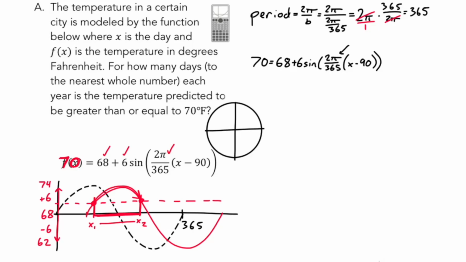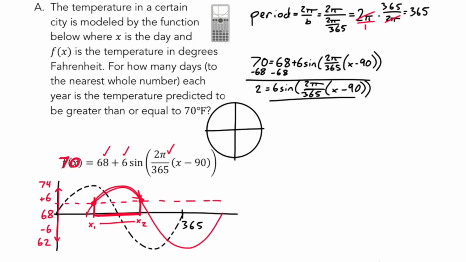I mean, there's a big fraction here, we've got sine, we've got a lot of stuff going on. But let's just take it one step at a time. I need to solve this for x, which means I need to get it alone, and that means I need to get rid of all this stuff on the outside. So let's first start by subtracting 68. So then 2 equals 6 times the sine. And then still working our way in from the outside, now we'll have to divide both sides by 6. And 2 divided by 6 is 1/3.